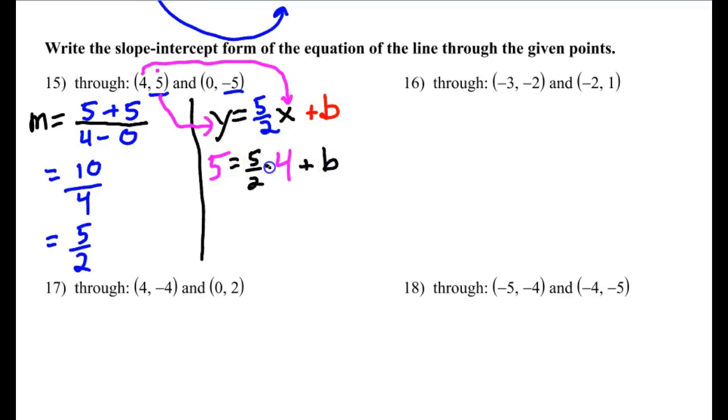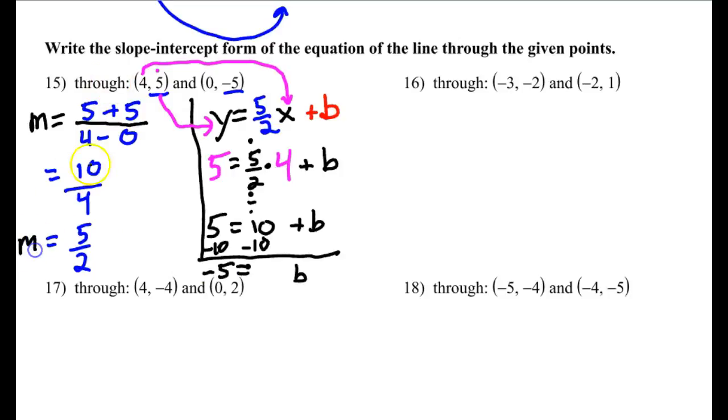Remember, when you're multiplying fractions here, it means you multiply the top, but you divide the bottom in either order. So you can do 5 times 4 and get 20, divided by 2 is 10. Or you can do 4 divided by 2, which is 2, and 2 times 5 is 10. So either way, you get the same thing. Remember, multiply by the top, divide by the bottom. So here we'll get a y-intercept of negative 5.